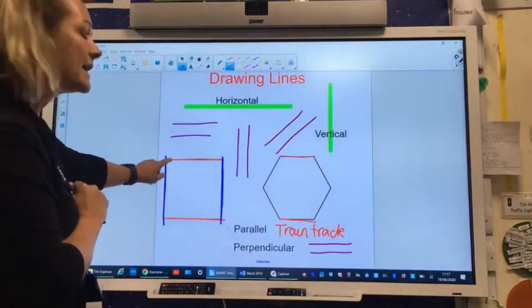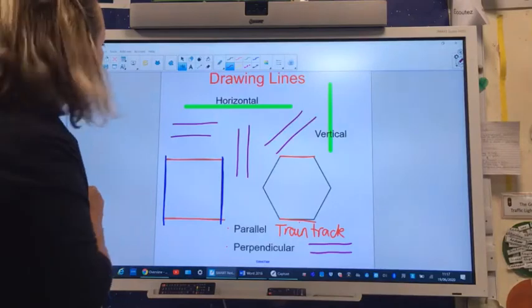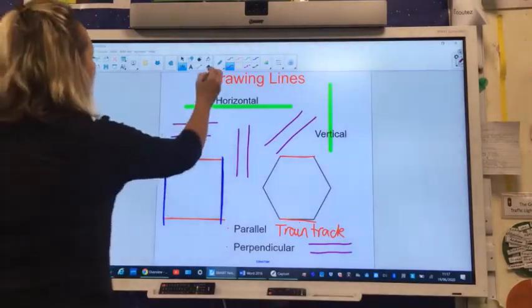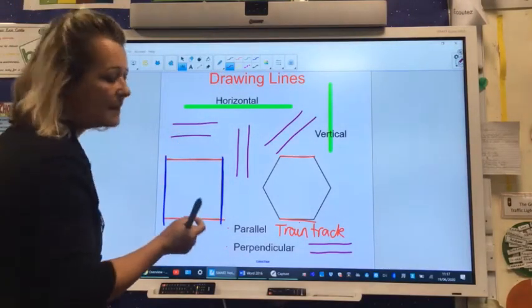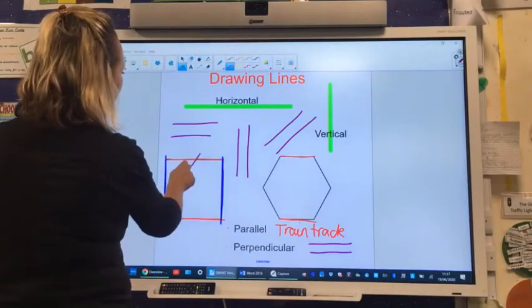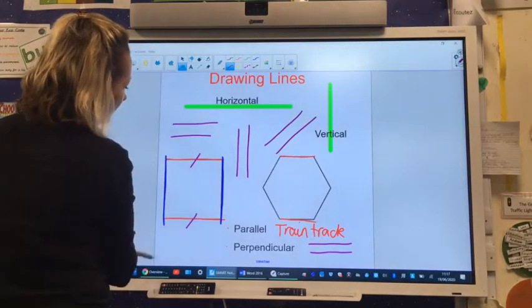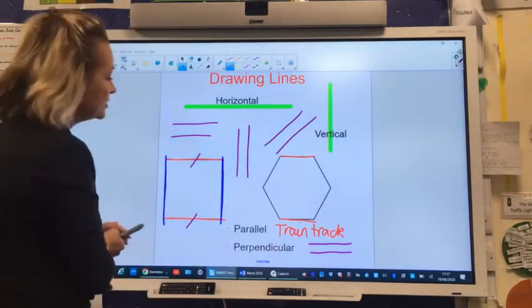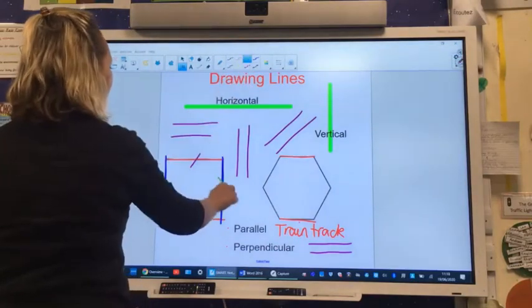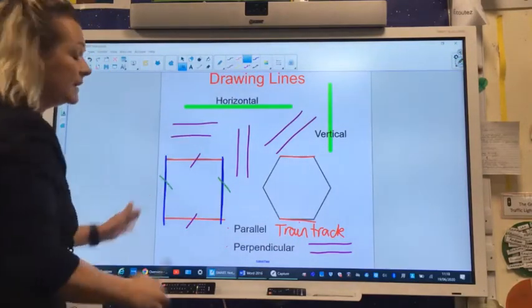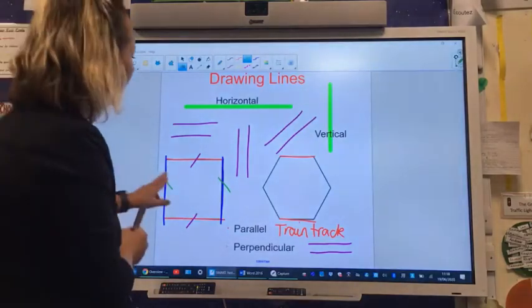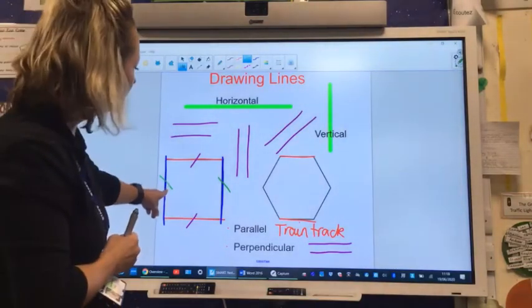Looking at our square, can you see I've got 2 sets of parallel lines? I have one set, I call them a set because it's a pair. This line is parallel to that line. They follow the same direction. And this line is parallel to this line. They follow the same direction. I have 2 sets of parallel lines.